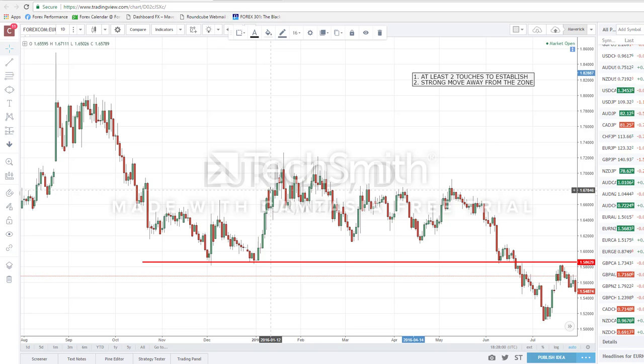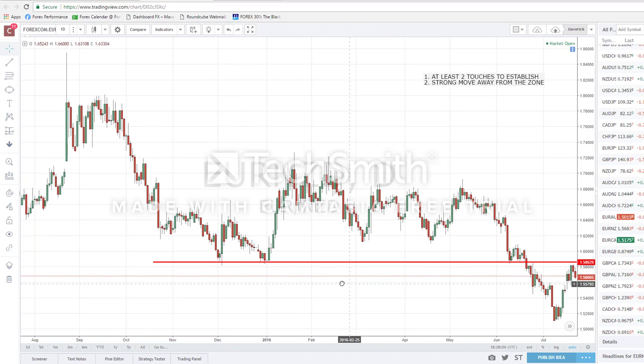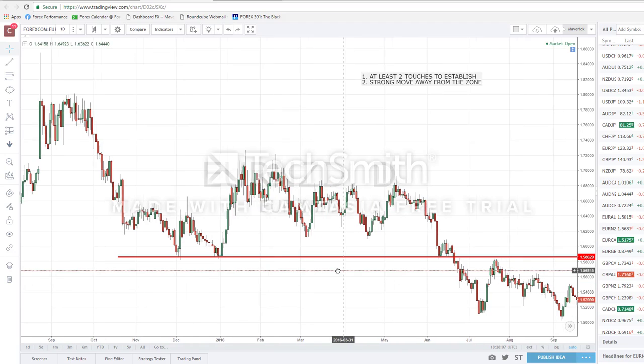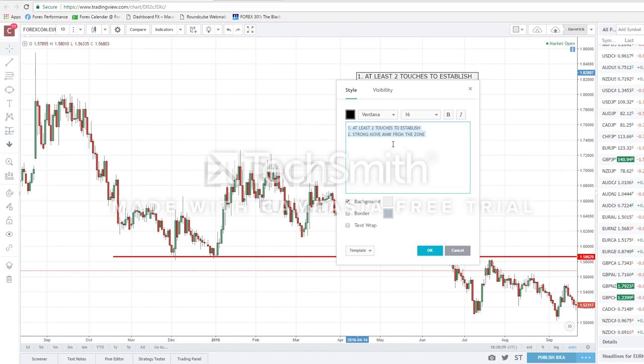So the third characteristic is going to be what we already went through with the retest, but a good key level to watch for the future is going to be one that's acted as both support and resistance.